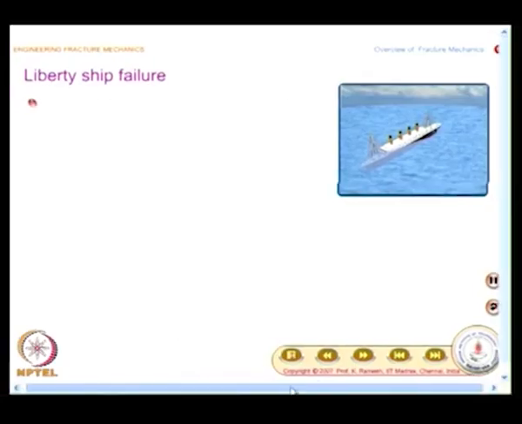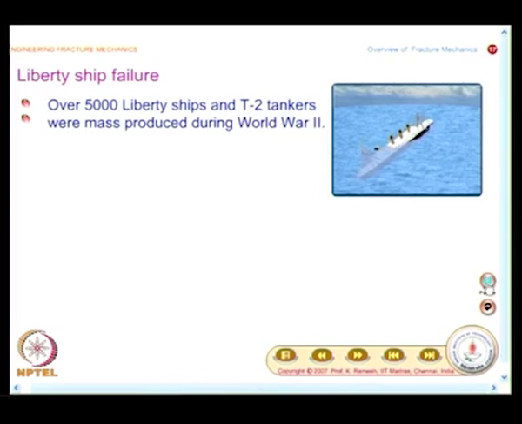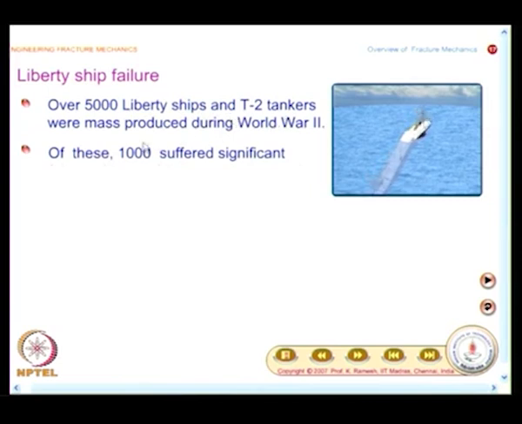So, this is not going to solve the problem, because you are not really looking at the root cause of the problem. It is only a cosmetic change in your design approaches, and people really burned their fingers in Liberty ships. And look at over 5,000 Liberty ships and T2 tankers were mass produced during World War II.